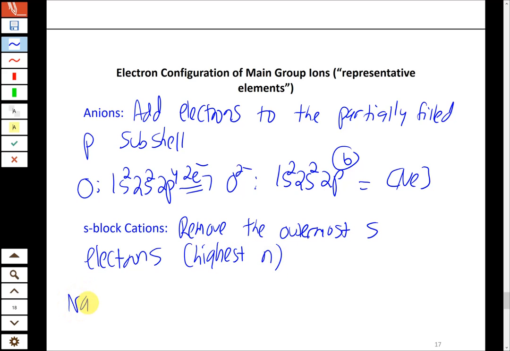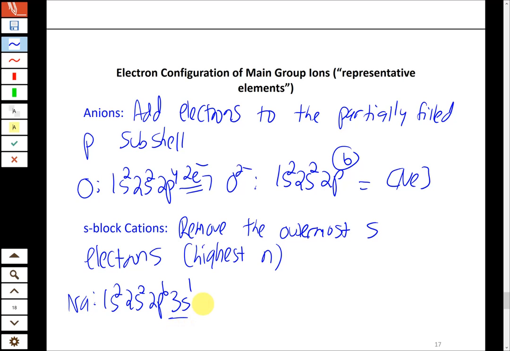Okay, so we talked about sodium earlier today, which has a 1s2, 2s2, 2p6, 3s1 configuration. When you remove electrons to form cations, you always remove them from the outermost subshell, which in this case is the 3s1.